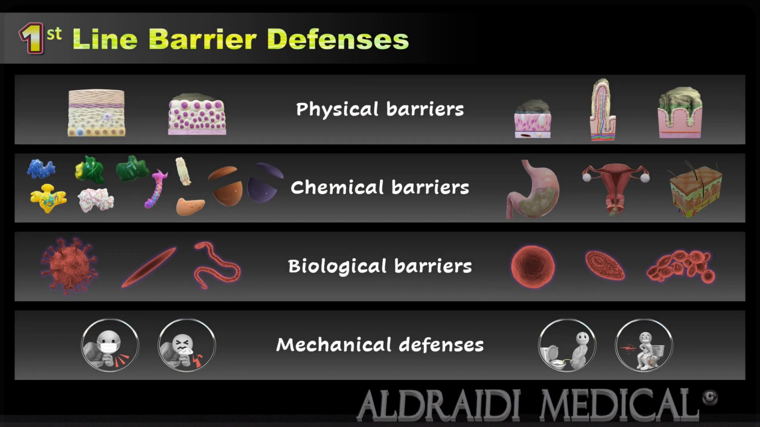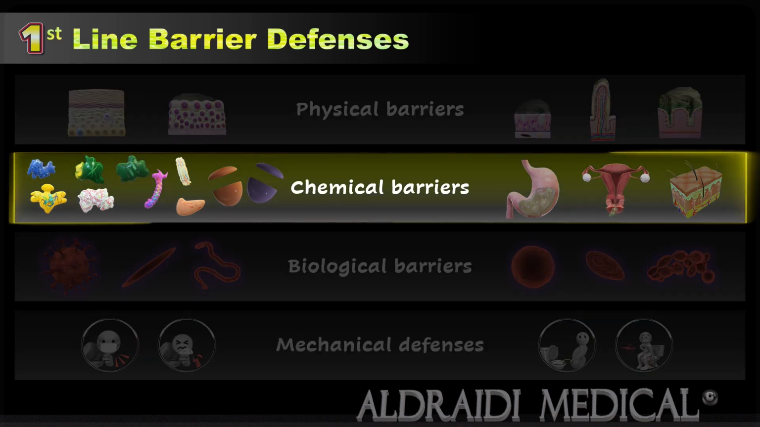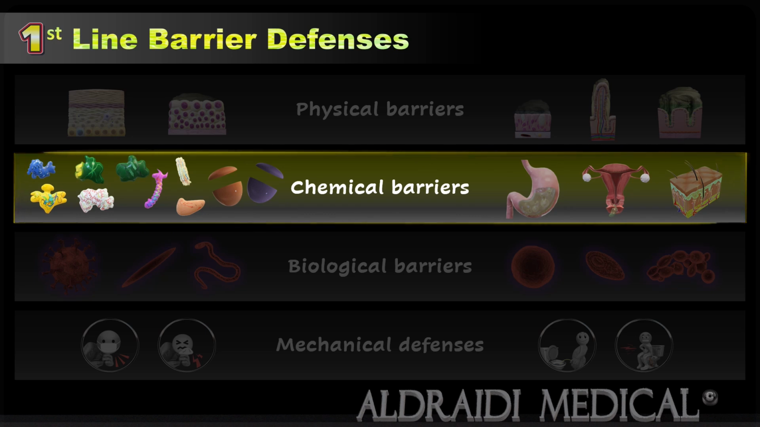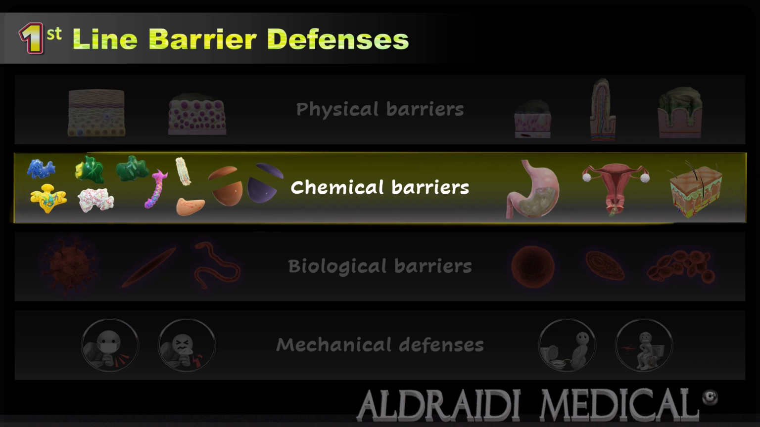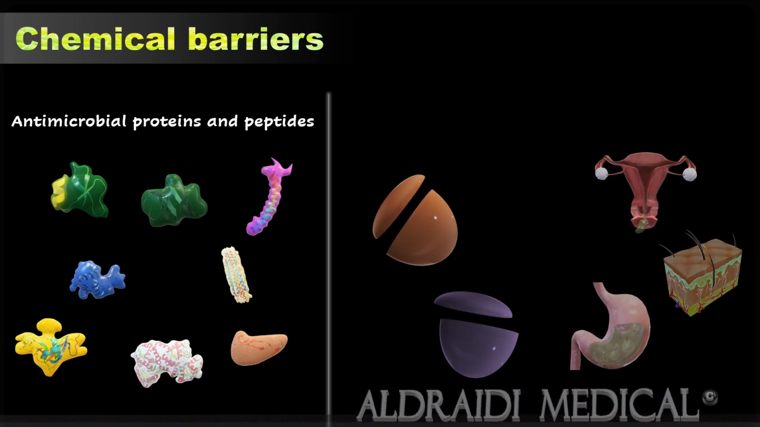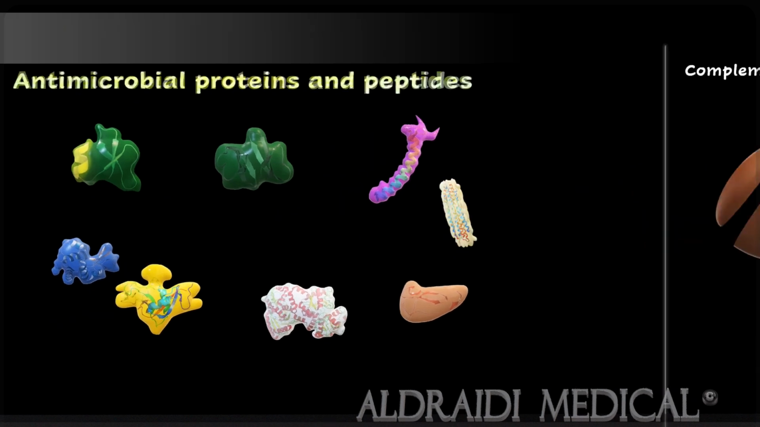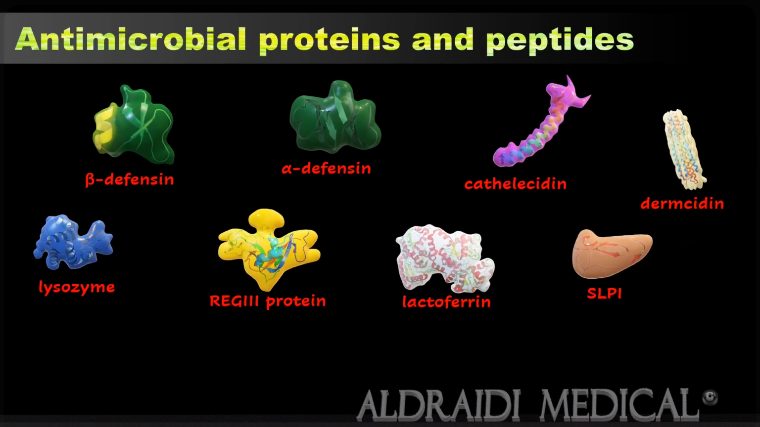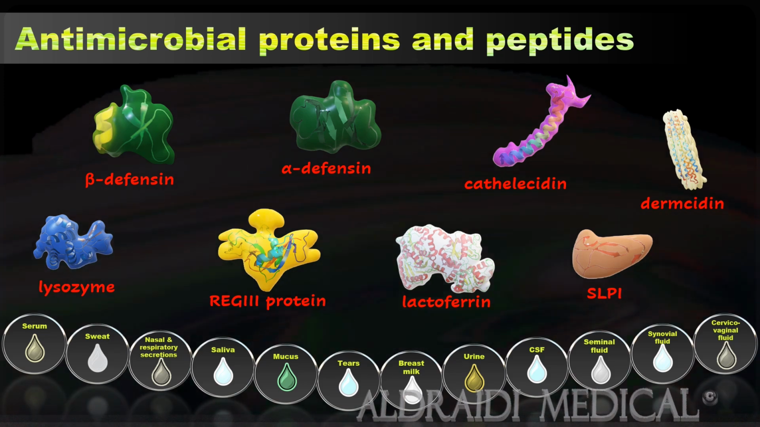The second of our first-line barrier defenses are the chemical barriers. The chemical barriers provide innate immune protection against infection by chemical means. And an example of that are the antimicrobial proteins and peptides, the complement proteins, and the acidic pH. The antimicrobial proteins and peptides are present in all body fluids and act as a natural antibiotic that can kill many pathogens or weaken their effect.